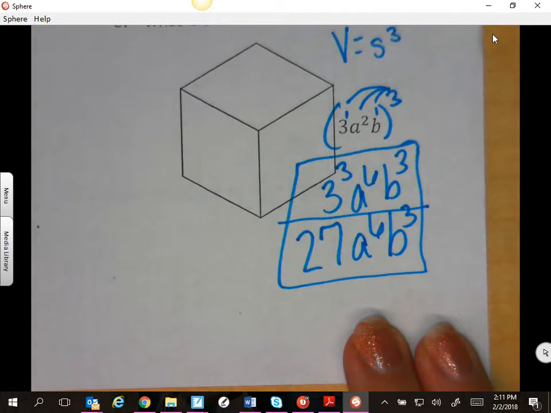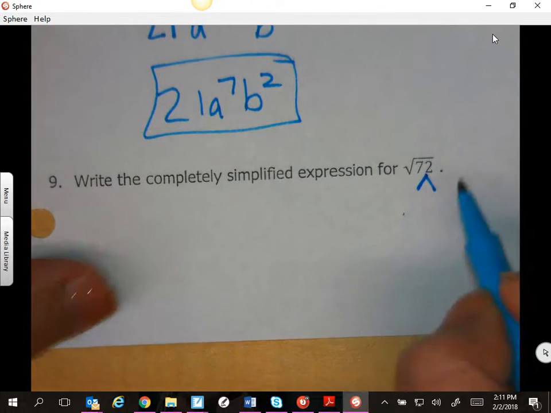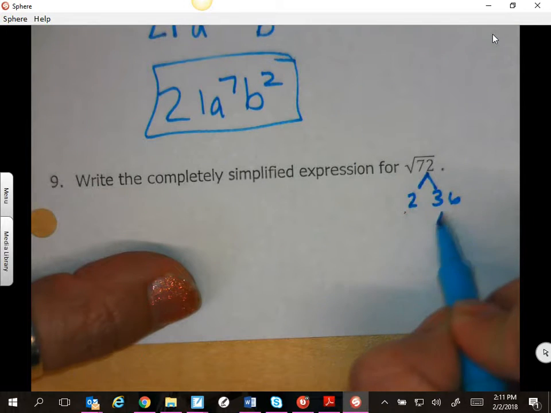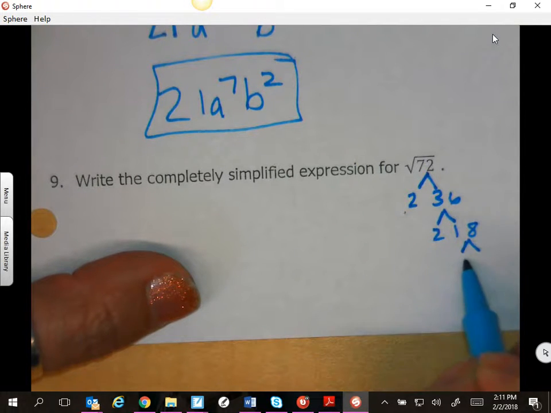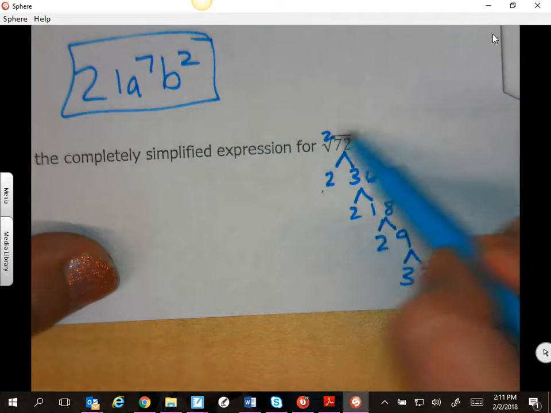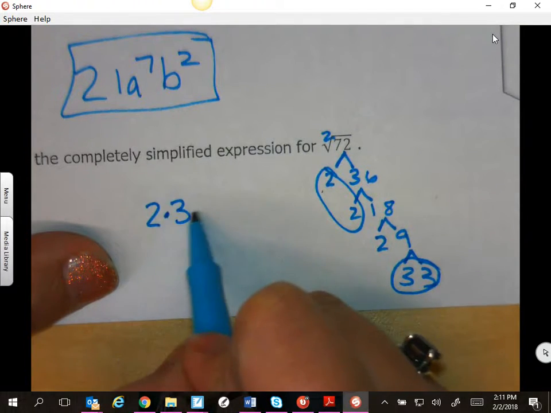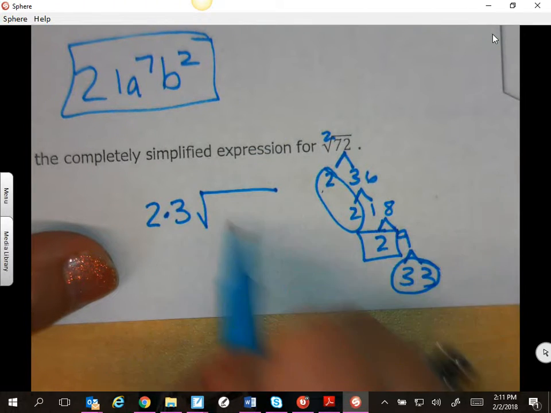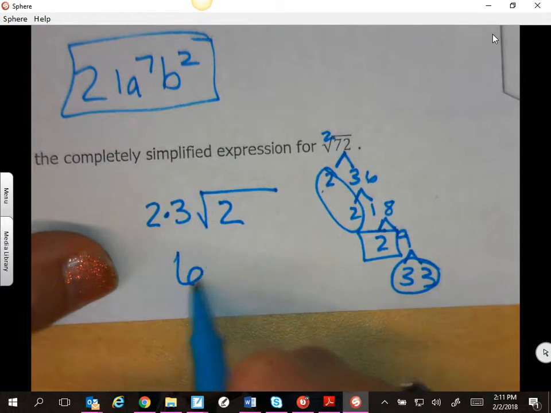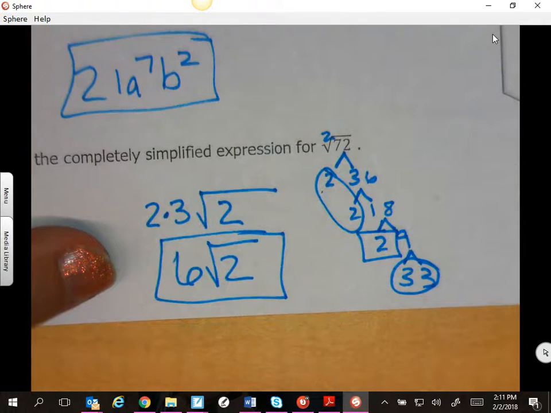Square root of 72, I think we've done this about 5 times now, right? You just have to do your factor tree. So we say 2 and 36, 2 and 18, 2 and 9, 3 and 3. Again, it's a square root, so we're looking for pairs. Pairs are going to go outside. Remember, we are always multiplying when we do this. Singletons go in. 2 times 3 is 6 times the square root of 2. Make sure that your pairs become your coefficients and they go outside.